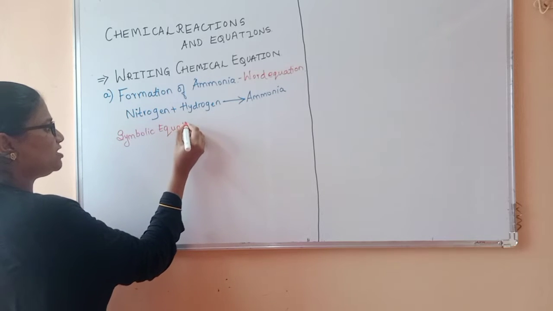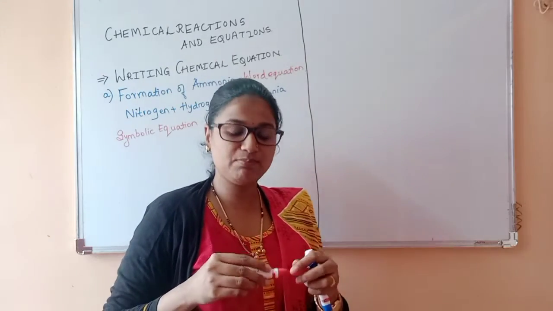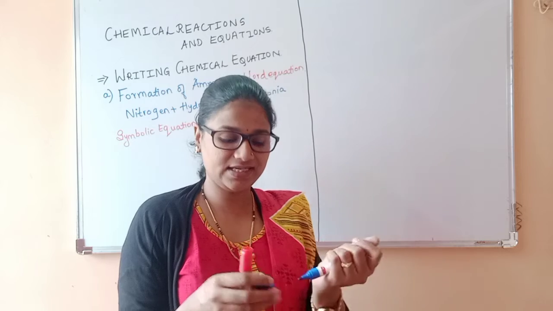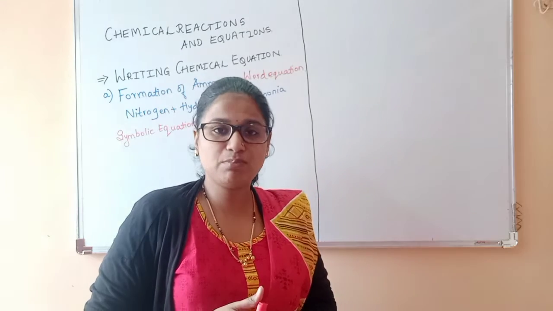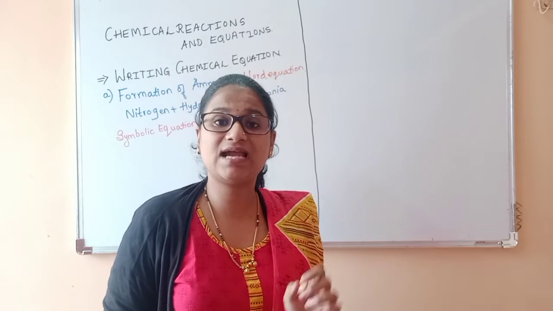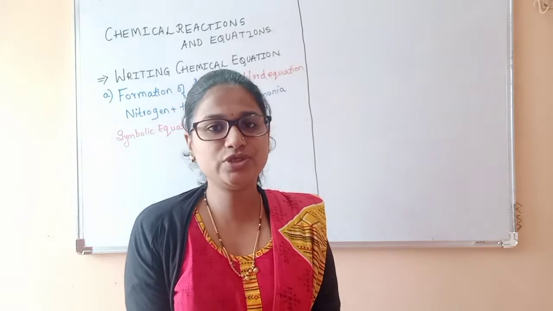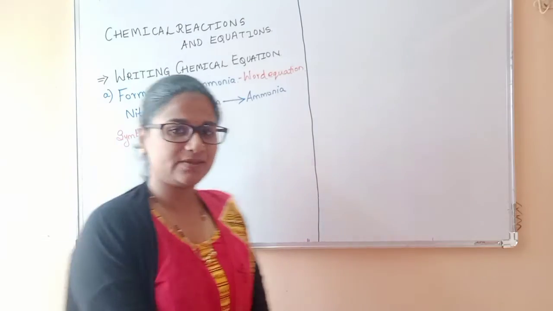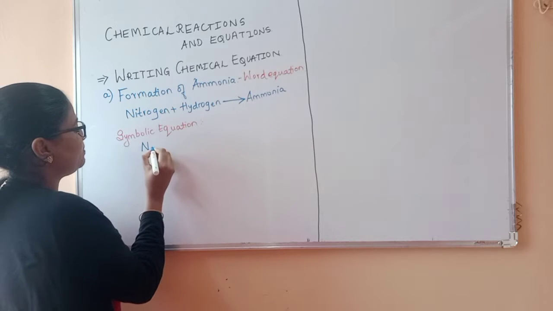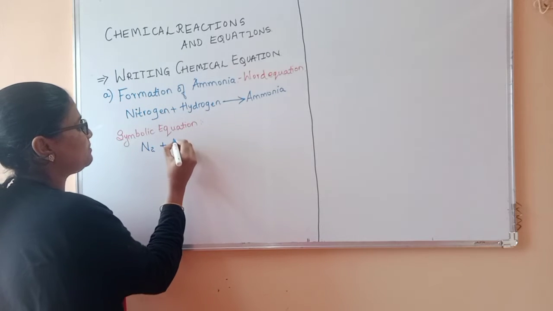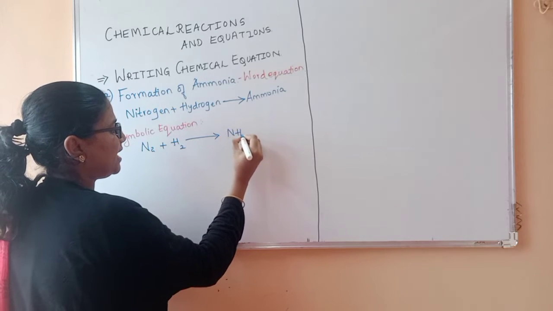For a symbolic equation, it is very necessary to know the symbols of all the elements, at least for 10th standard. Memorize the symbols of the elements at least until atomic number 30. Starting 30 elements, you should know the symbols. Next, the symbolic equation: nitrogen is represented by N2, hydrogen is represented by H2, and the product formed is NH3.